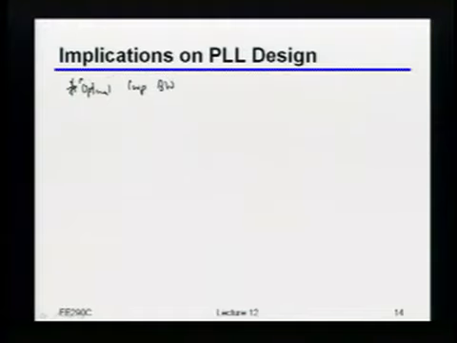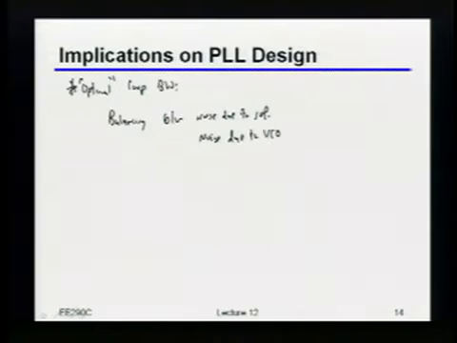Okay, that optimal loop bandwidth is basically just balancing between the noise due to the reference and the noise essentially due to the VCO. Now again, when I say reference and VCO, what I really mean is things that look like the reference and things that look like the VCO. Okay?